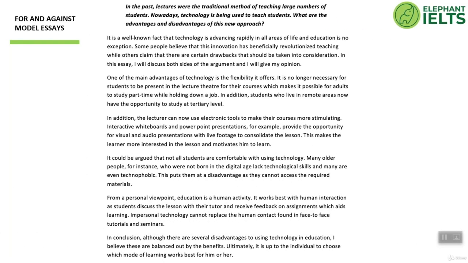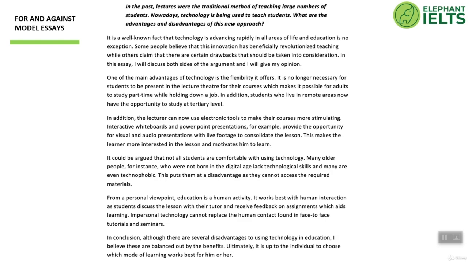Look at this model essay. The topic here is, in the past, lectures were the traditional method of teaching large numbers of students. Nowadays, technology is being used to teach students. What are the advantages and disadvantages of this new approach? Let's see how each of these sentences in this essay follow the structure that we mentioned.